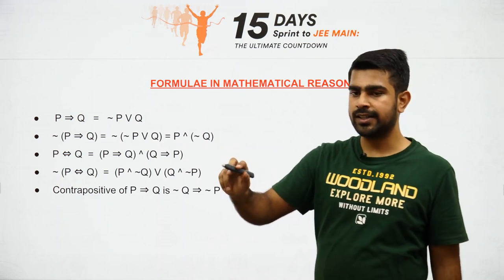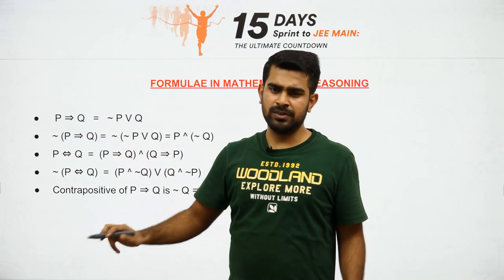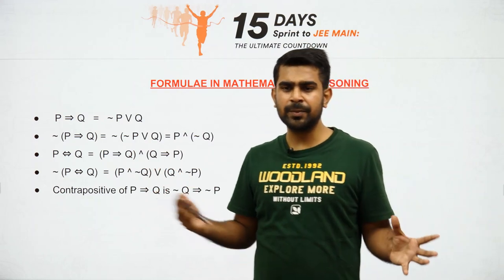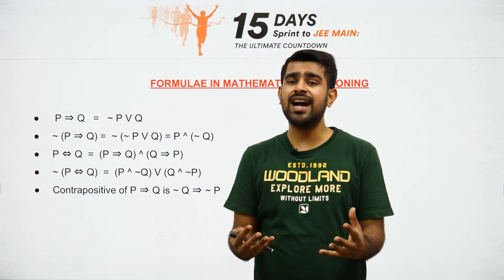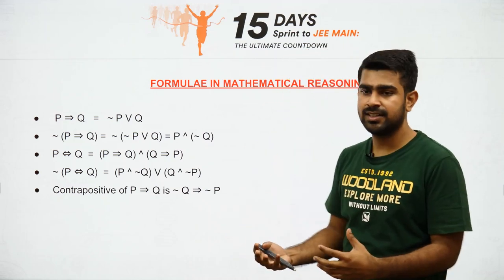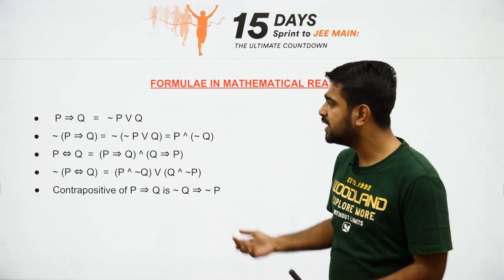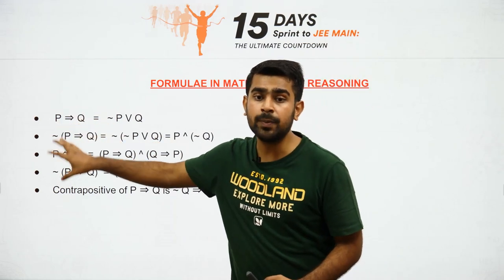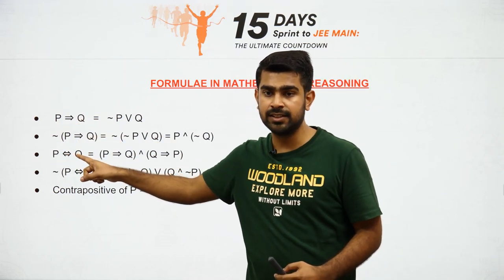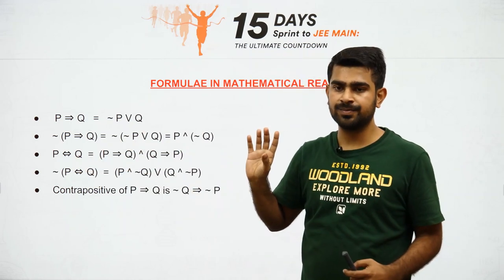So what is the first one? P implies Q is fine. All of you know that. That is nothing but conditional statement. But guys, the question they ask in the exam is not going to be like that. They ask you mostly with "and" and "or". So you have to interpret what P implies Q means in terms of "and" and "or".